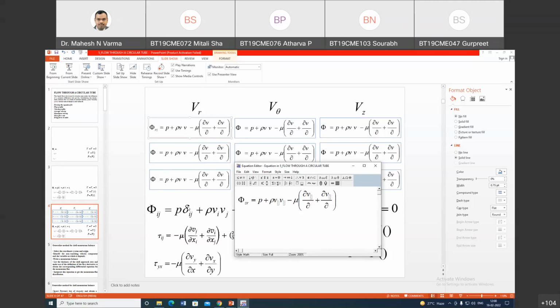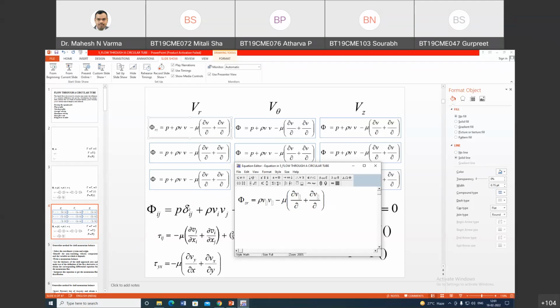If i equals j, then delta will be equal to 1. If i not equals j, then delta will be equal to 0. Yes, sir. This is the property of Kronecker delta. So whether that is 0 or non-zero? Sir, it will be non-zero. So what is i equal to? Sir, i is equal to r. And j equals to z. And sir, i is not equal to j. Then, sir, it will be 0.